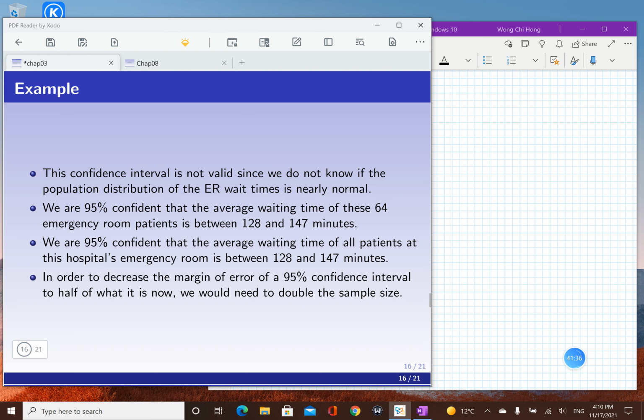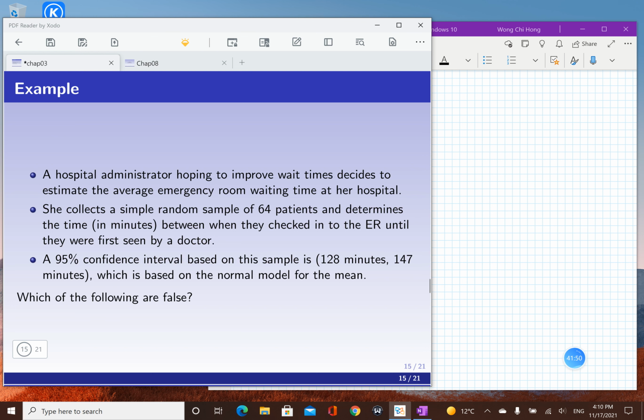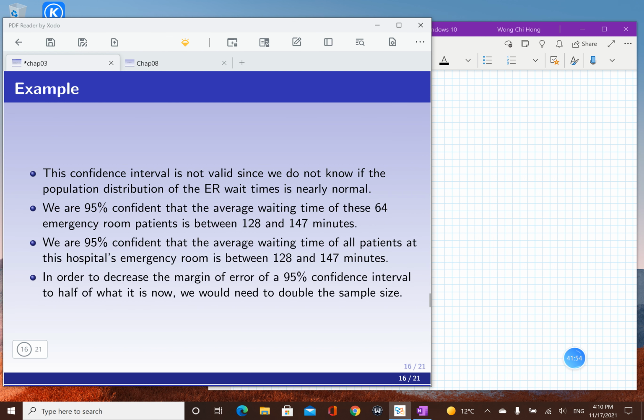Okay. The second statement here was, we're 95% confident that the average waiting time of these 64 patients involved in this questionnaire, in this experiment, is between 128 and 147. Is that true? Is that not true? Again, this is not true. This is false.